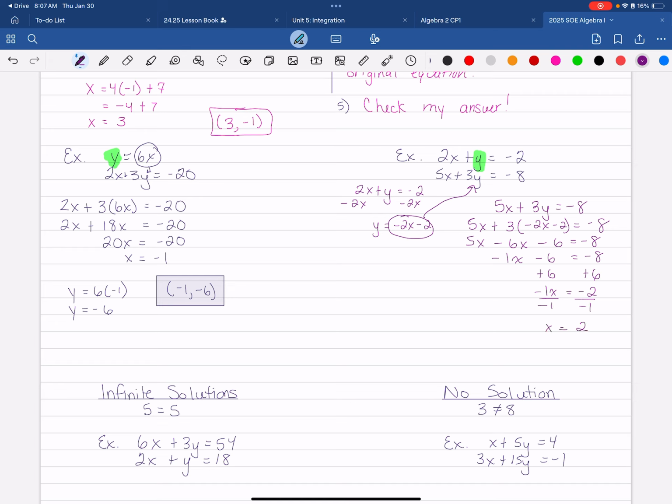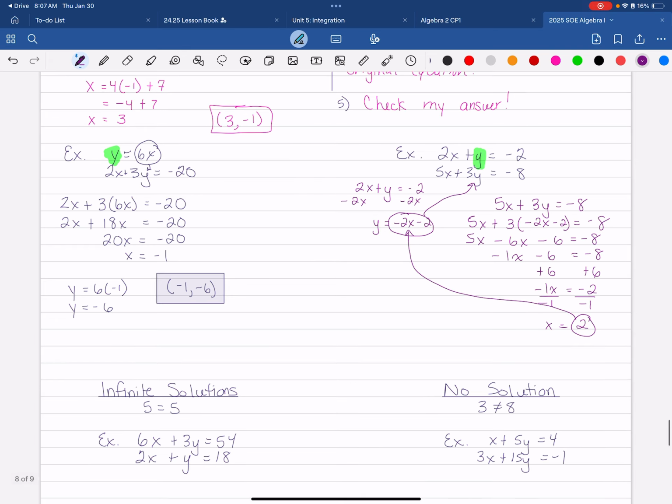I then take that 2 and put it in for x in this equation over here. So we have y equals -2 times 2 subtract 2. -4 subtract 2 gives me that -6. So I end up with the ordered pair 2, -6, which I can plug back into my original equations and check to see that they work.